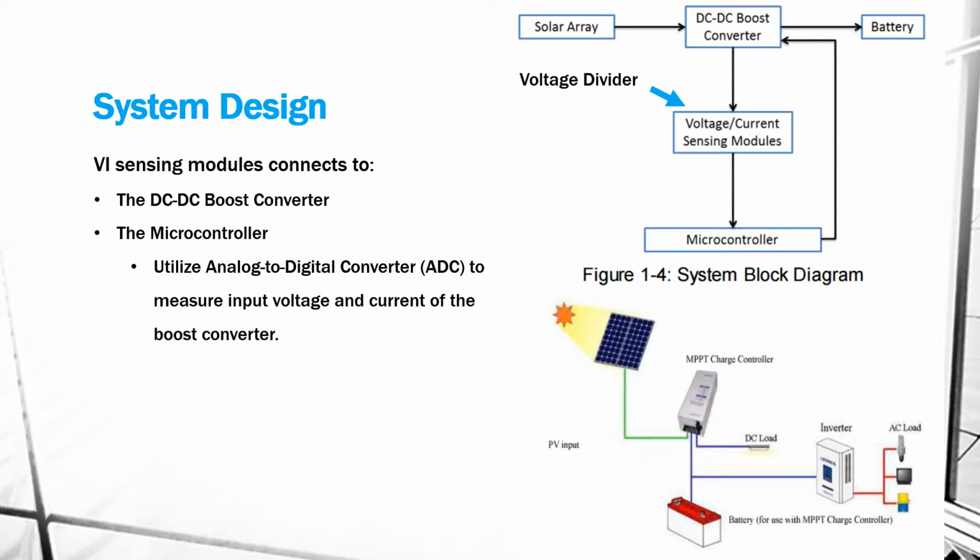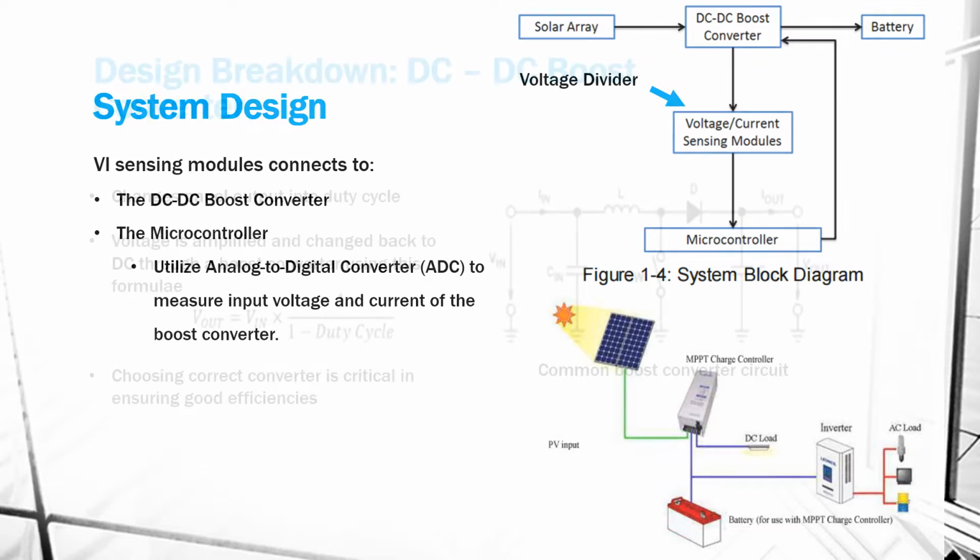System design would consist of the solar cells, the maximum power point tracker, and the battery. One end of the voltage current sensing modules connects to the input of the DC-DC boost converter, while the other is connected to the microcontroller, which would utilize an analog to digital converter to measure the input voltage and the current of the DC-DC boost converter.